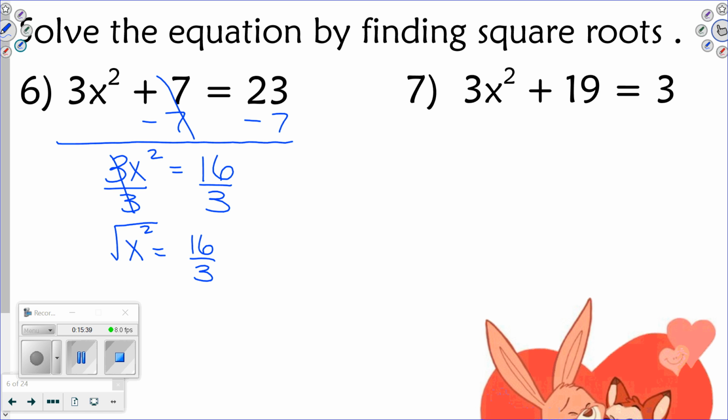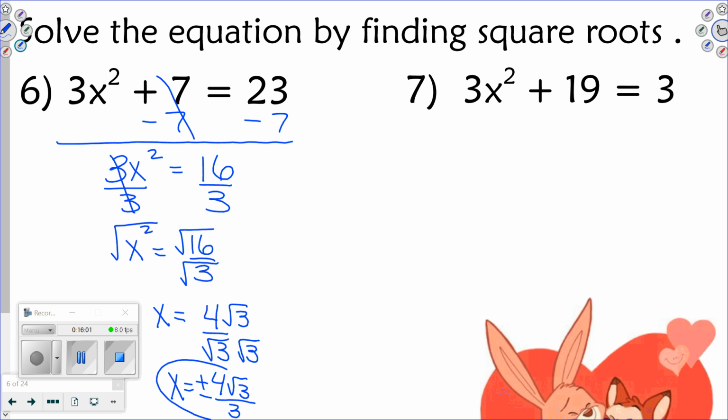Then we take the square root, fraction, so it's top and bottom. So we get x equals, square root of 16 is 4. Square root of 3, I can't do anything with, but can't leave a radical on the bottom. So we get x equals 4 radical 3 over 3, and don't forget your plus minus. Good. Overall, you guys look pretty good walking around. Yes, problem.